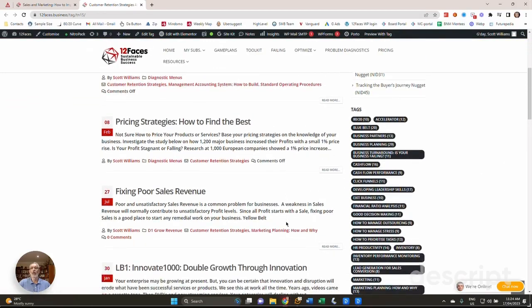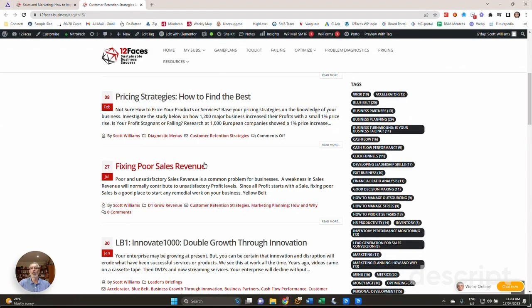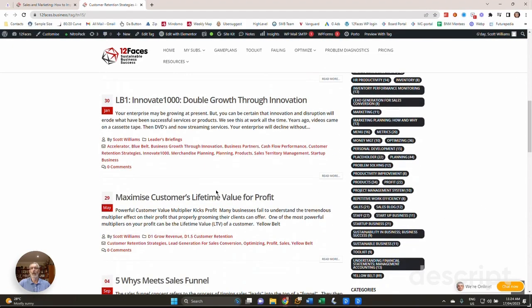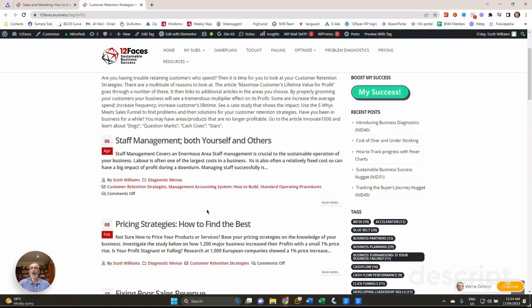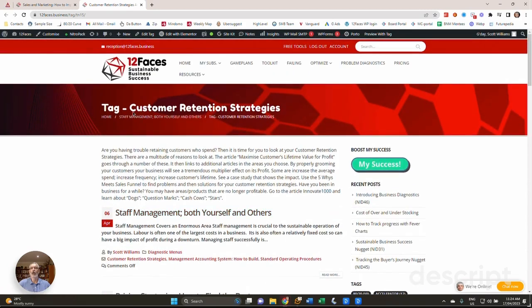So here we can see pricing strategies, all these things that will help with customer retention. So inside 12 Faces, we've got all these resources that can help. And B, we've identified what to type into the Google search bar in order to find more. So in the Google search bar, we can type in customer retention strategies and get access to a whole lot more.